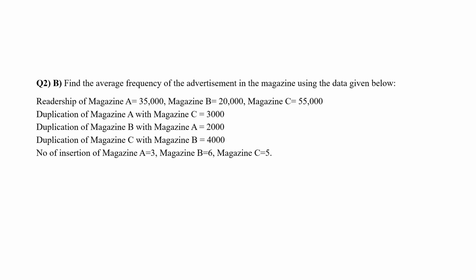Question 2b is again an easy average frequency calculation. Find the average frequency of the ad in the magazine using the data given below. Readership of magazine A is 35,000, magazine B is 20,000, magazine C is 55,000. Duplication of A with magazine C is 3,000. Duplication of magazine B with A is 2,000. Duplication of magazine C with B is 4,000. Number of insertions of magazine A is 3, magazine B is 6, magazine C is 5.